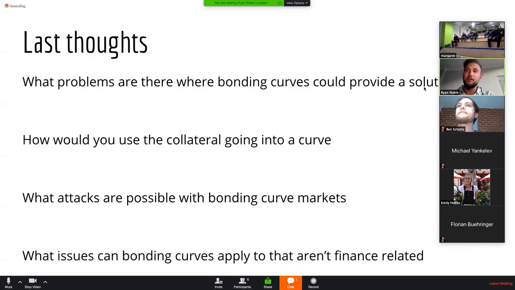But then, more importantly, what are the attacks? Because it's all good and well having a solution, but you've got to figure out how you get around this. Do you have a group of whales running a cartel to pump up the curve and then give false attention signals to then buy up and sell down? Or what issues don't involve finance that you could apply bonding curves to?